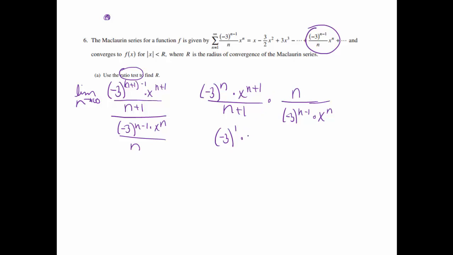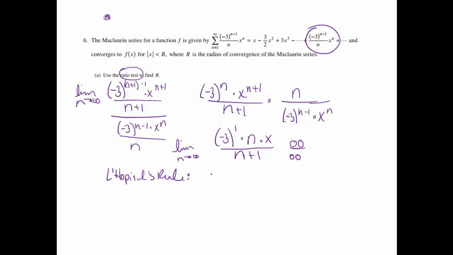So it's going to be negative 3 to the first times nothing I can do with that n. And then on this one, x to the n plus 1 over x to the n, if we subtract the exponents, we'll get times x. And it's all going to be over n plus 1. Right? And then we're going to find the limit as n approaches infinity. So if I plug in infinity for both of those, I will end up getting infinity over infinity, at which point I'm going to use L'Hopital's rule.